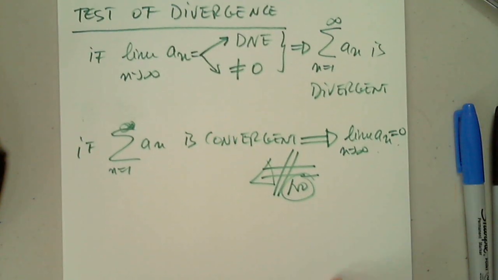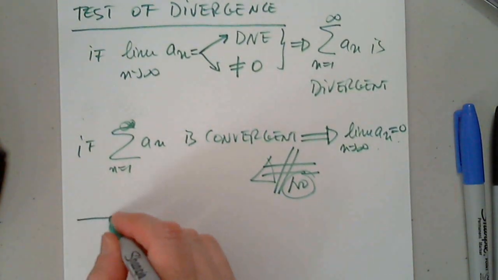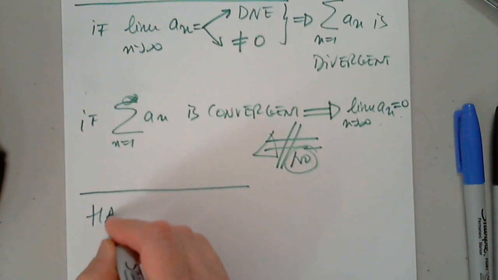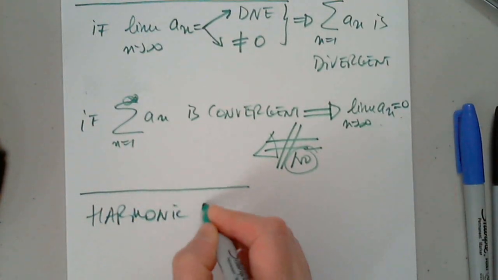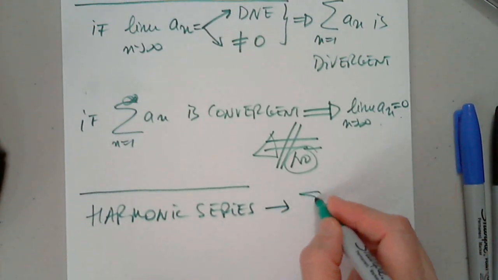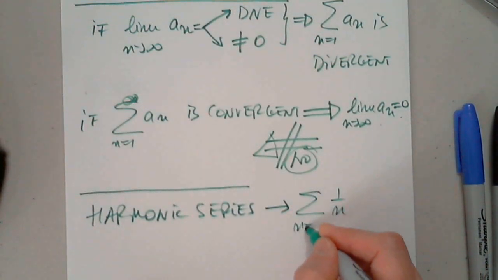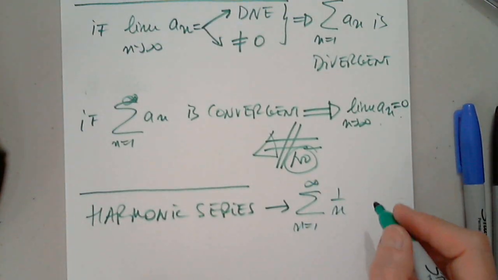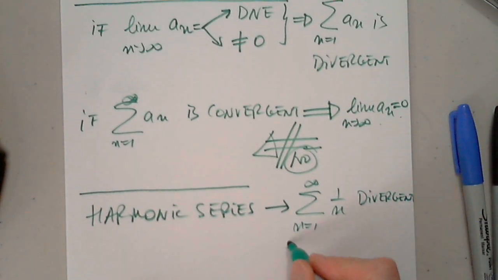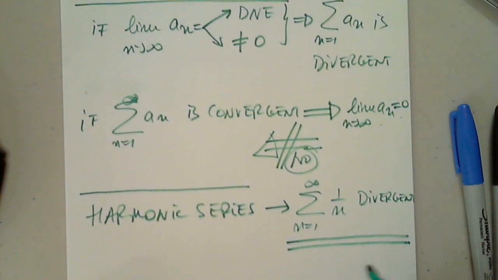One result that I would like us to remember is about something called the harmonic series, which has this notation from n equals 1 to infinity, and this is divergent. So please remember, the infinite series of 1 over n is divergent, and it bears the name of harmonic series.